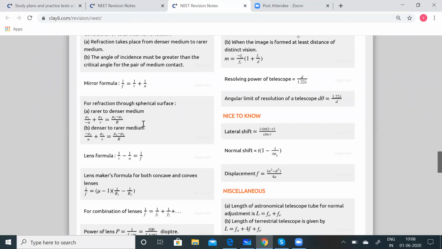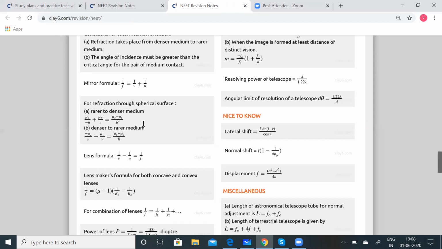For refraction through a spherical surface, that is from a rarer medium to a denser medium, mu1 by minus u plus mu2 by v is equal to mu2 minus mu1 by R. So mu1 is the refractive index of the first medium, mu2 is the refractive index of the second medium, u is the object distance, v is the image distance, and R is the radius of curvature.